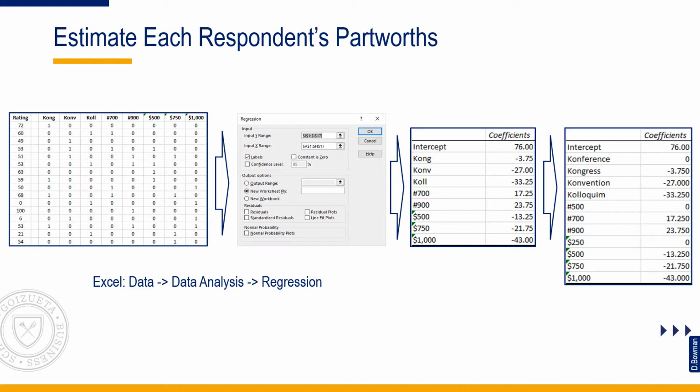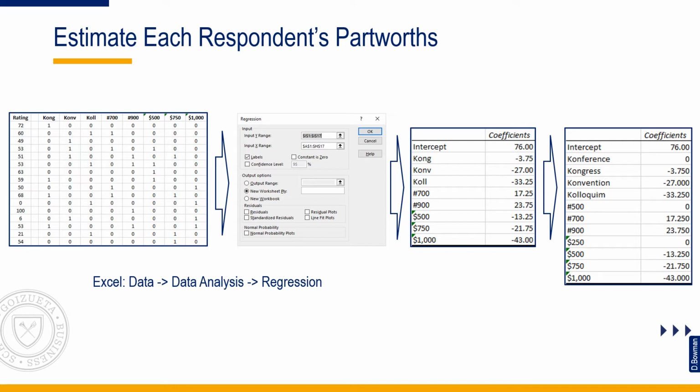The intercept is the total utility of the option left out, i.e. brand name is Conference, 500 capacity, price is $250. The coefficients are deviations to the total utility of the left out option. The rightmost panel is the results. We've added rows showing 0 values for the attribute levels of the option left out.